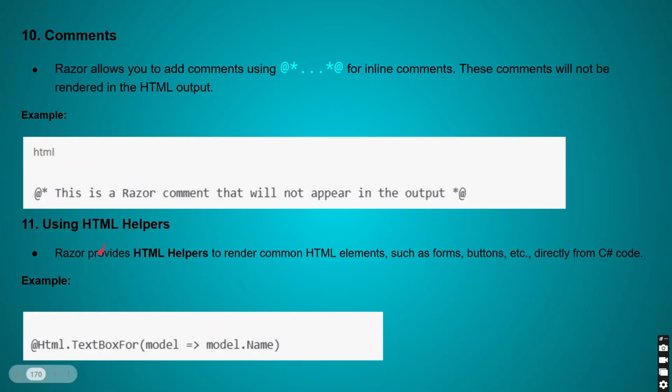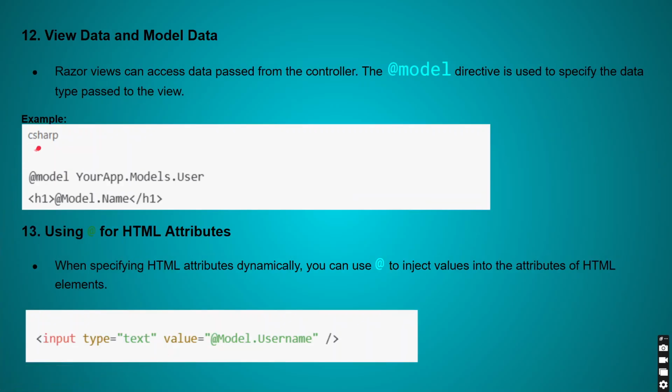Using HTML helpers. Razor provides HTML helpers to render common HTML elements such as forms, buttons, etc. directly from C# code. See, here we have prefixed with Html.TextBoxFor. And the 12th point is view data and model data. Razor views can access data passed from the controller. The @model directive is used to specify the data type passed to the view.